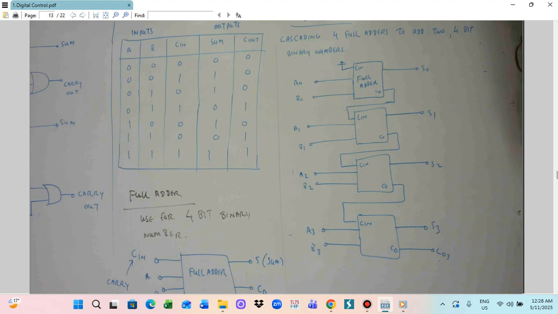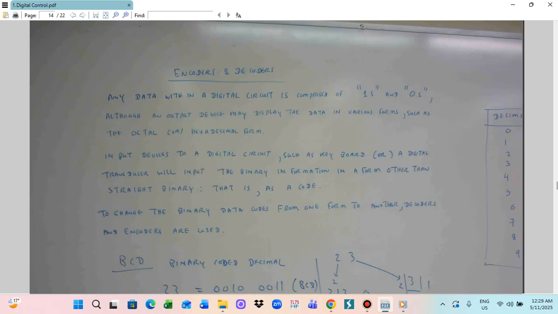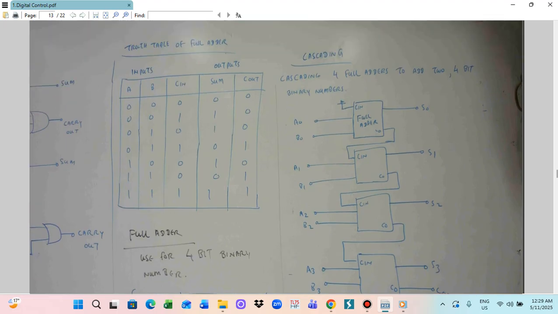So this is also S2 and this is S1. So this is for the full adder. The input numbers are two 4-bit binary numbers, and the outputs are the sum and carry out, so a 4-bit binary number will come out. So this is how we construct the digital circuit. We use the full adder circuit to produce the output.